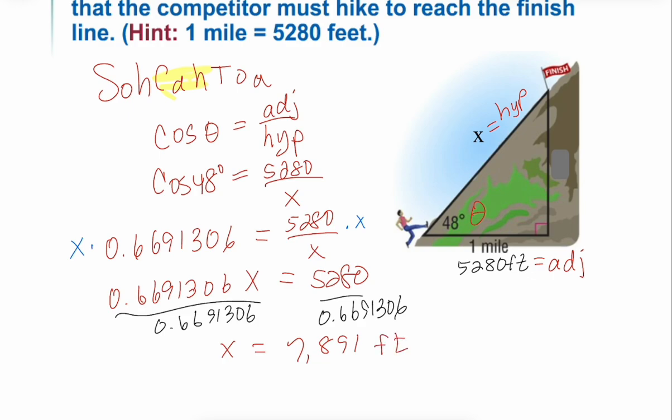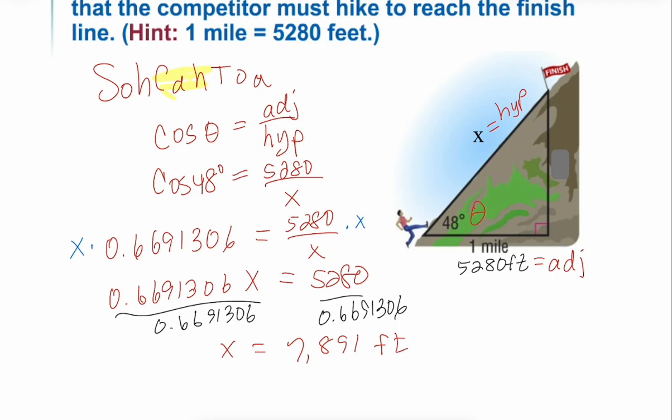7,891 feet. Now, for a real-life application like this, please write your units. If they don't tell you how to round, I want degrees rounded to the nearest whole degree, and I want side lengths to the nearest tenth. If they don't tell us, let's do angles to the nearest degree and sides to the nearest tenth.